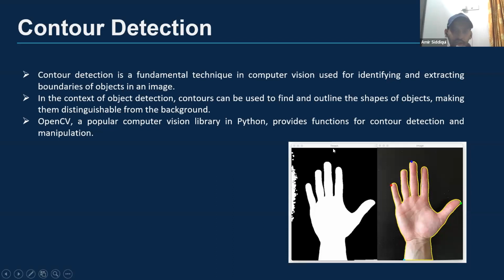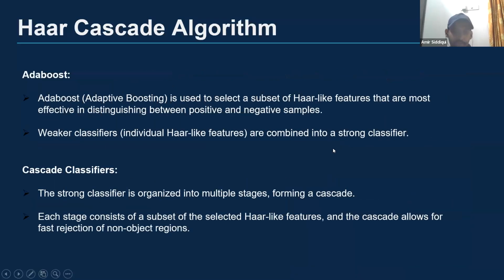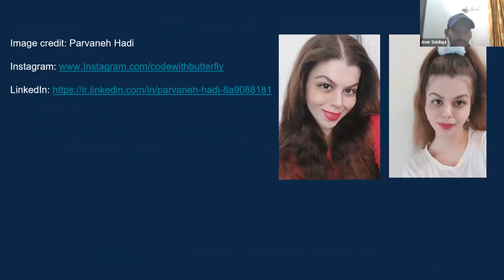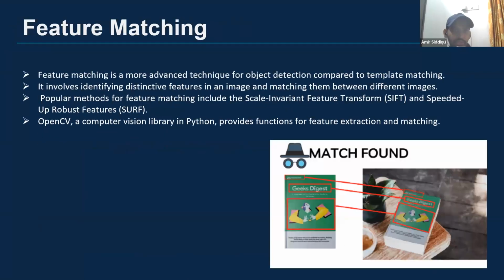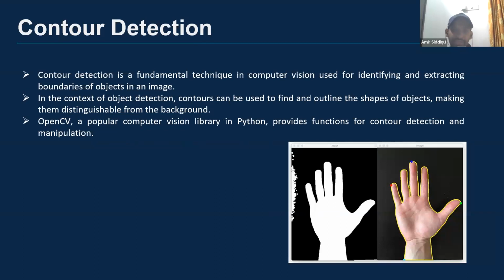So we have these algorithms here: template matching, feature matching, contour detection. You can find the videos on my YouTube channel to learn more about these. They are in detail there. So you will see how you can apply this and how you can find it.